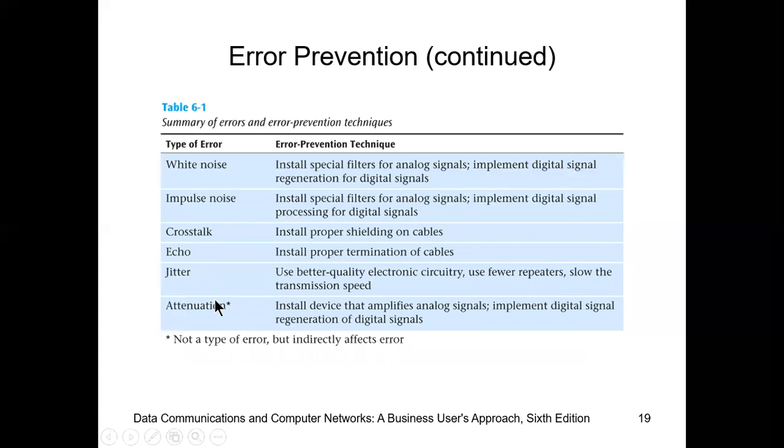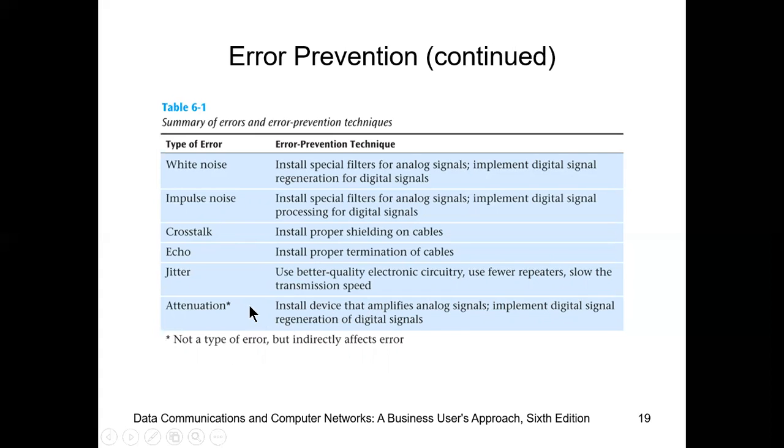And then jitter, you use better quality electronic circuits with fewer repeaters, and slow the transmission speed. So if the speed is too high, you find that you get jitter, more especially if the microphone is not so good to the mouthpiece, you have jitter in the signals or output. So in other ways, how to avoid jittering when the microphone is not so good, you speak slowly. That's a technique that you can use. But you can also do the same in signal transmission, if there is jittering, slow the transmission speed.